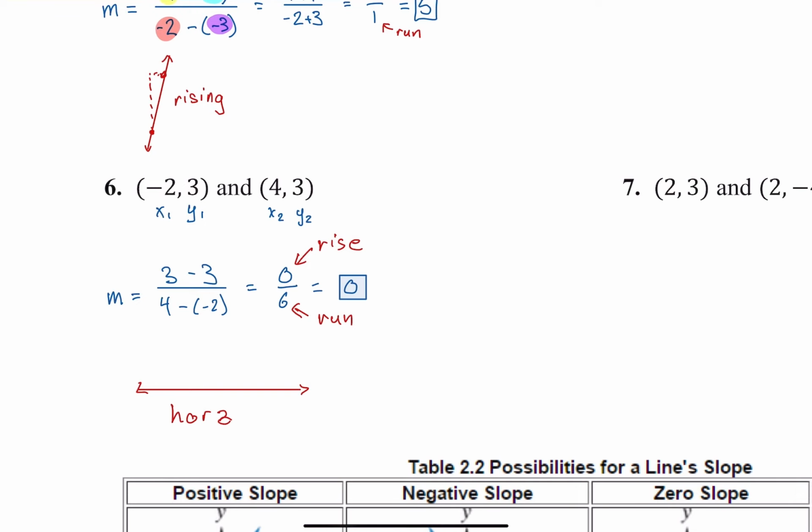Oh no, if you rise 0 and run 6, I think you're really more crawling than anything.